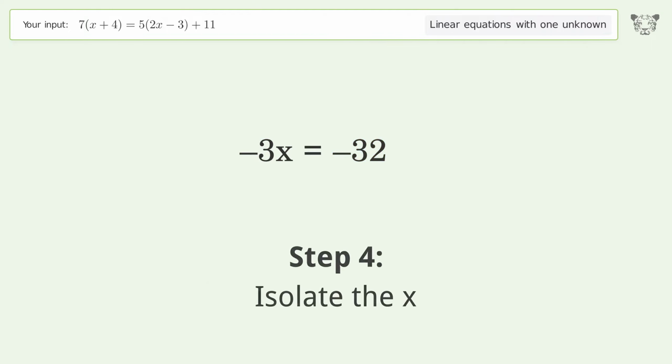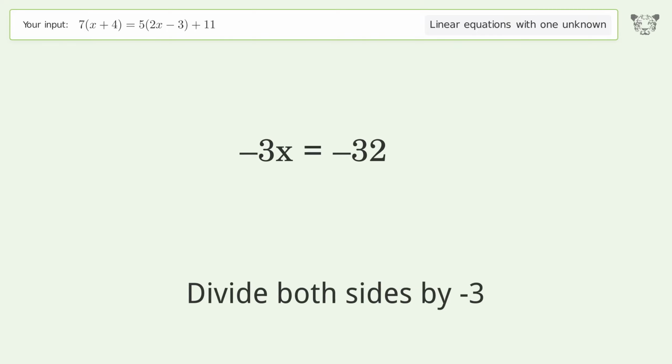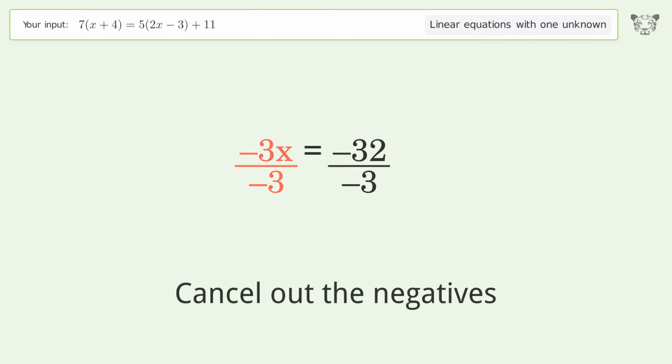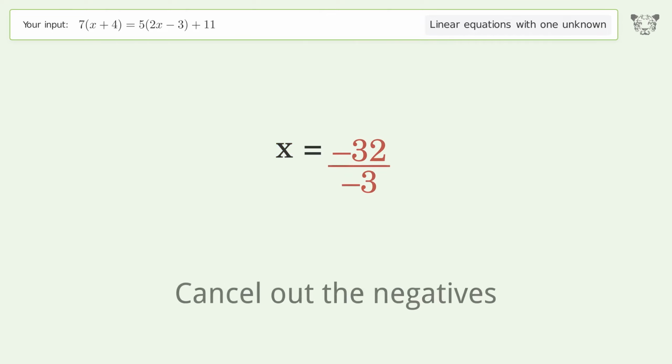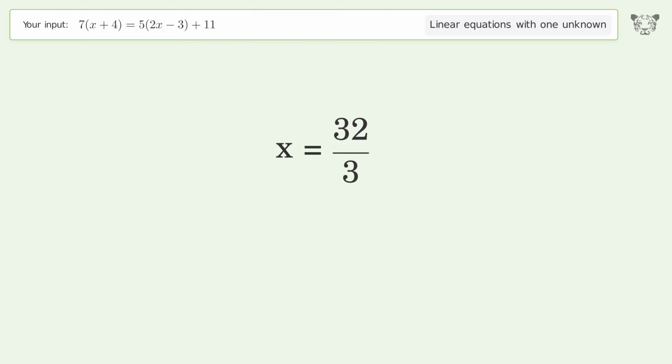Isolate the x. Divide both sides by -3. Cancel out the negatives. Simplify the fraction. Cancel out the negatives. And so the final result is x equals 32/3.